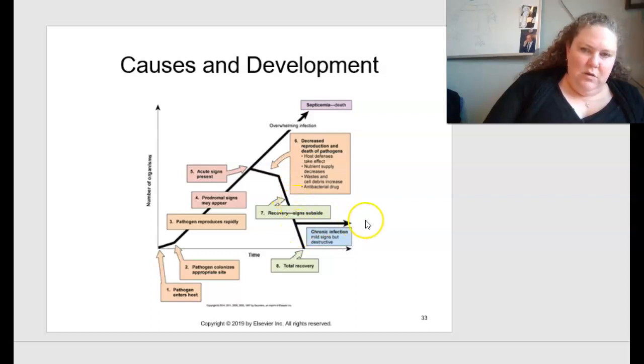If it doesn't completely go away, it can go into a chronic infection where you have mild signs that are destructive but not as lethal, or you can have total recovery. Or if that doesn't work or you don't get treatment and you have an overwhelming infection, then this can cause septicemia and therefore death.